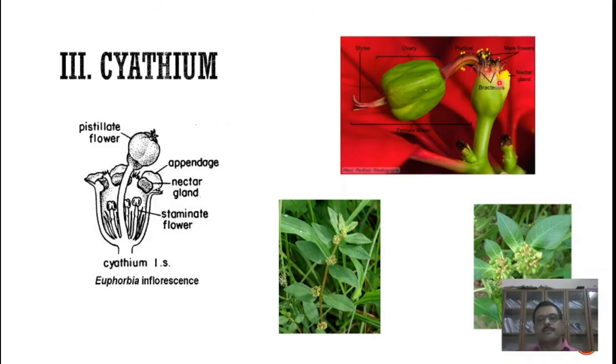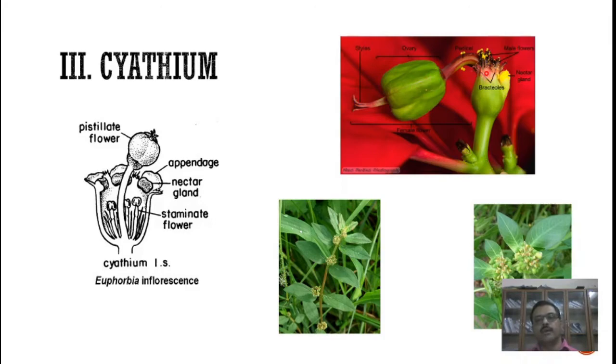So here we can see that it is closed on all sides, forming a cup-shaped structure. And within this cup-shaped structure, there is a single female flower, which is represented by the reproductive structure only. There are no petals, so it is a naked female flower, a single naked female flower, and the ovary can be found protruding out of this cup.